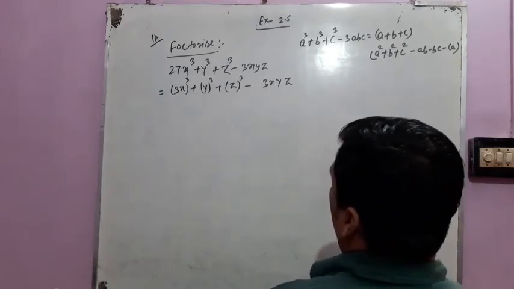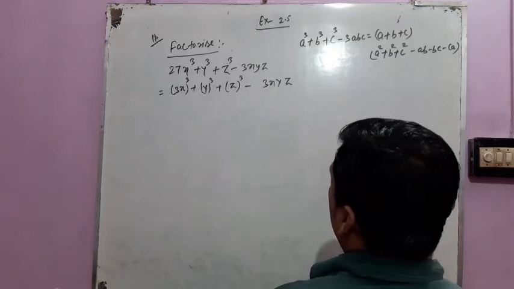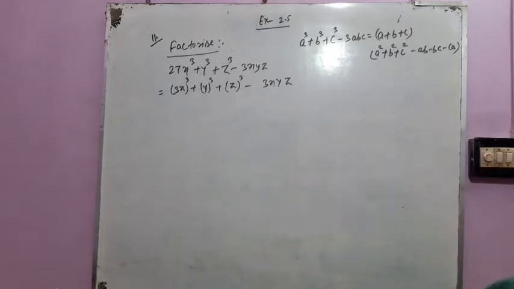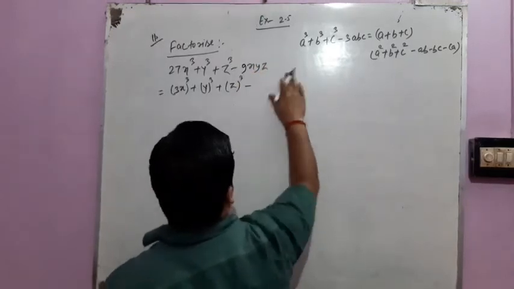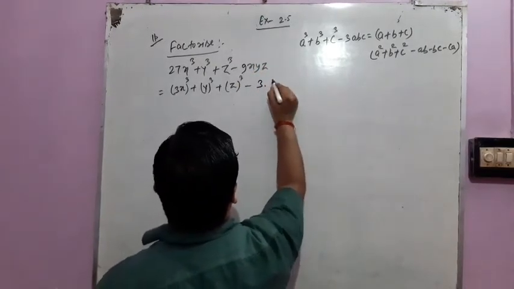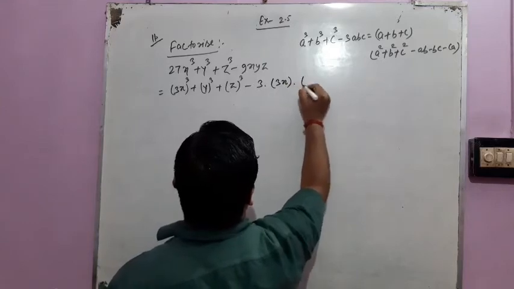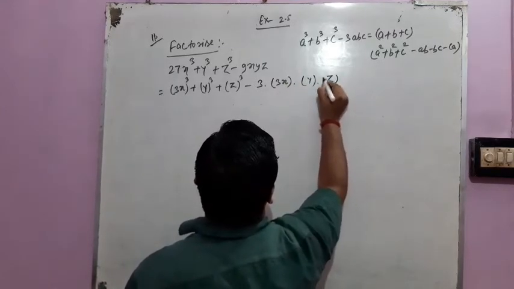Okay? Any confusion, students? Actually, I think something is missing in the question. Yeah, here it is given 9xyz. So 9xyz you can write in the form of 3 into 3x into y into z.